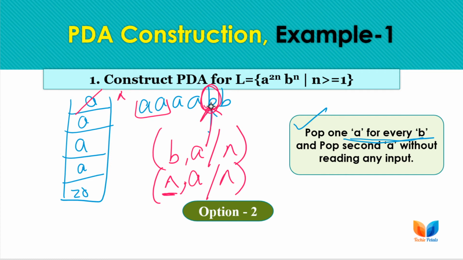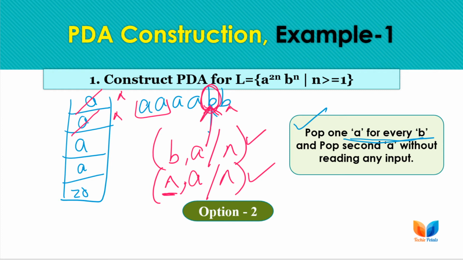So for the same B, we have popped one symbol from the stack, and for the same B we are performing another pop operation, but this time we are not reading any input symbol. So this move is also possible with PDAs. For this B we have canceled out the second A as well without reading any input symbol. Okay, so this is our second approach.